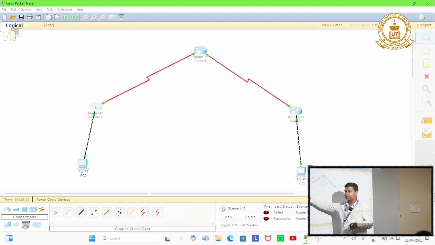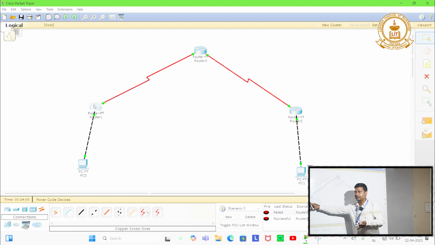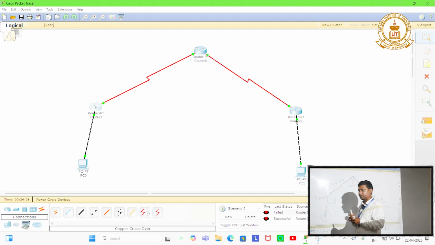This is the same network, so packets are sent. This is the same network, so packets are sent. But this computer cannot send a packet to that computer, because this computer is on the 11.0.0.0 network and that one is on the 13.0.0.0 network. So we are using a routing protocol.